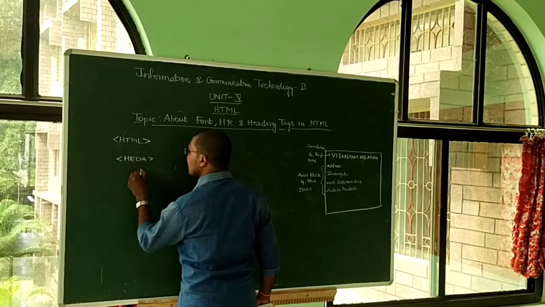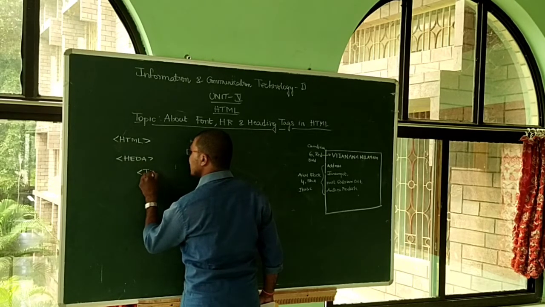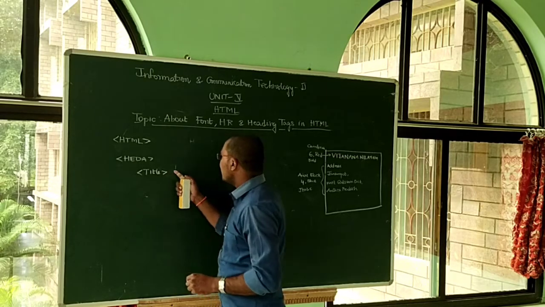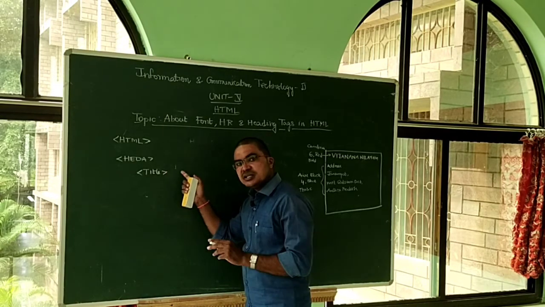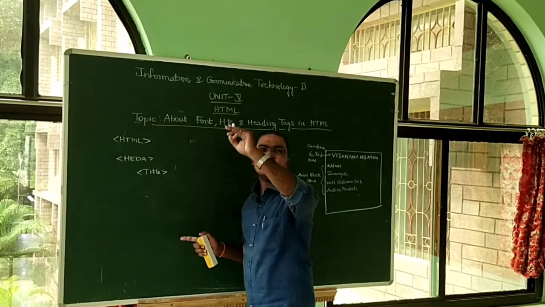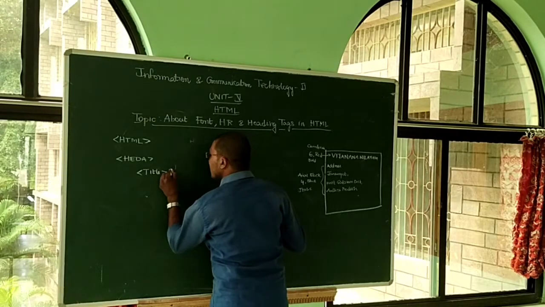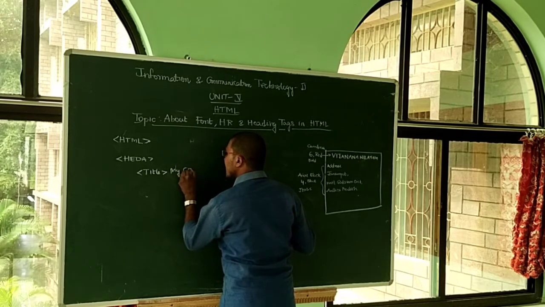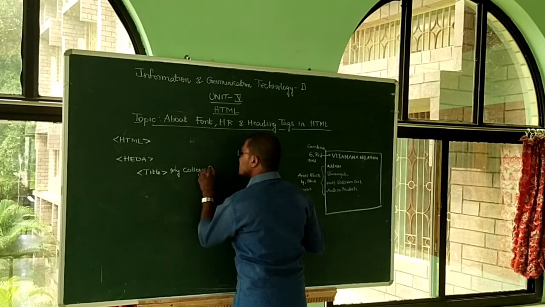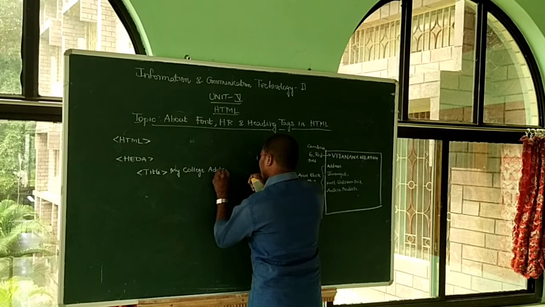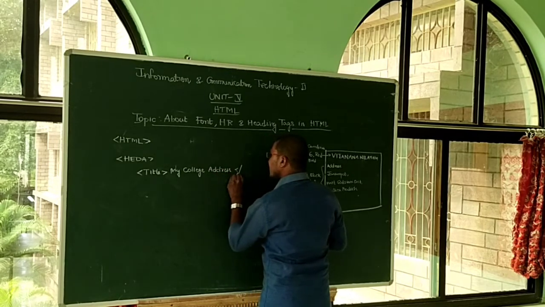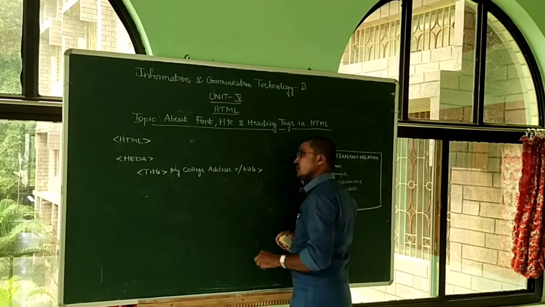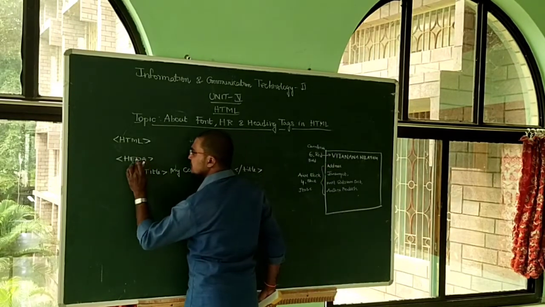Under this head there is a subtag called the title tag. Title means if you want to write anything between the tag, the text appears in the title bar of the browser. I want to show the title as my college address. This text appears on the title bar of the browser. Now the title is complete.